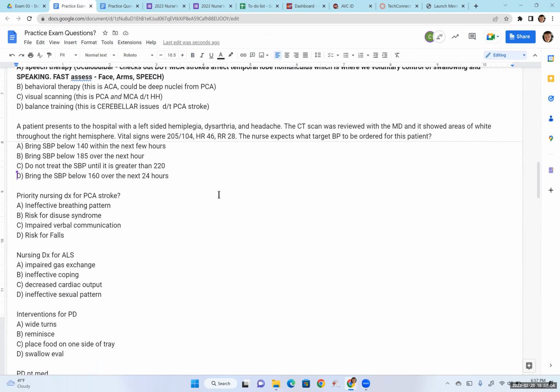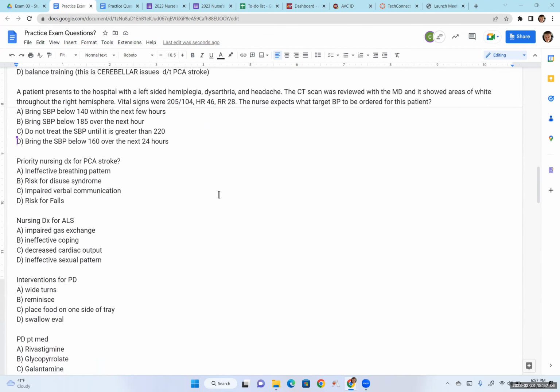All right, what else? We got patient presents to the hospital with left-sided hemiplegia, dysarthria, and headache. So what does that tell you? You got dysarthria and hemiplegia, half his body doesn't work, and he can't speak good. Well, is it the upper half or bottom half? And a CT scan shows areas of white to the right hemisphere. That's not good. That's a bleed, right? Vital signs are 205. That's too high for bleed, right? For ischemic, it's perfect, right?